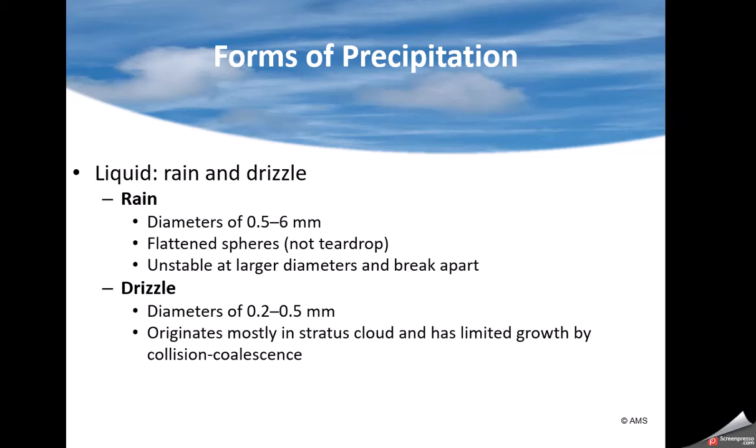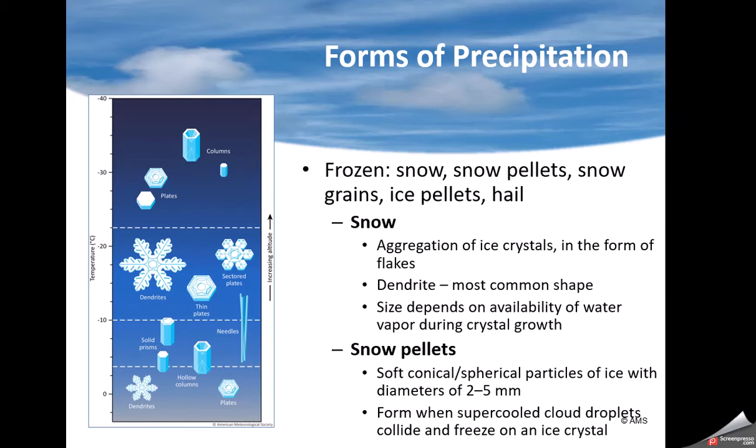There are different types of precipitation. We talk about rain falling. We have drizzle, which is very, very tiny little droplets. And here are different types of snowflakes.